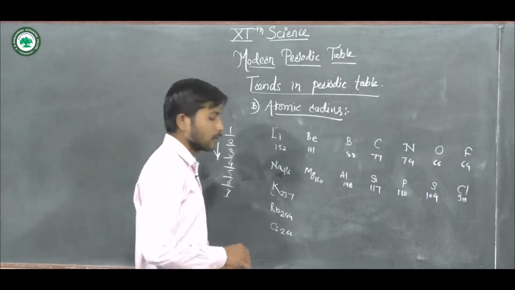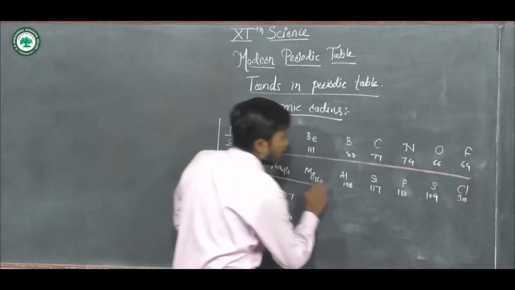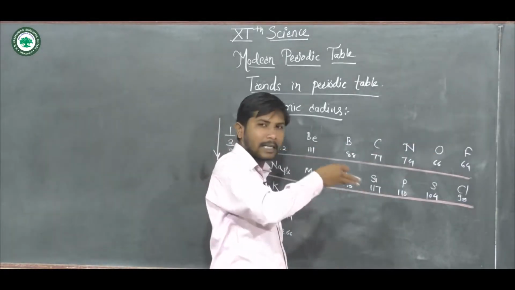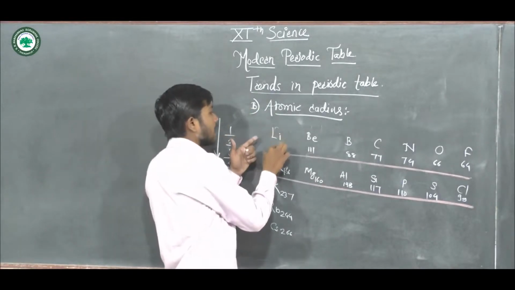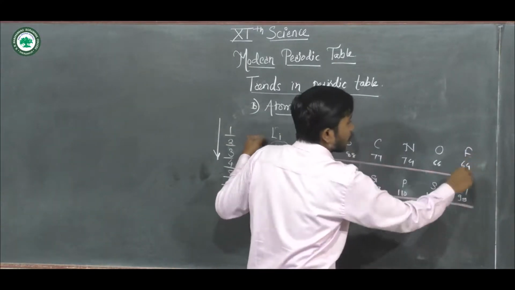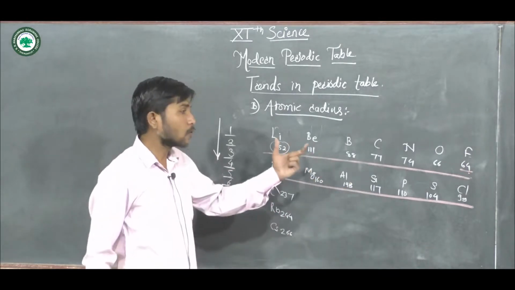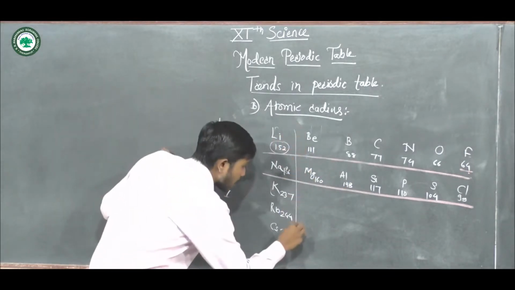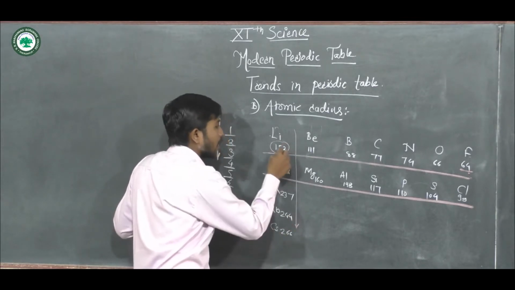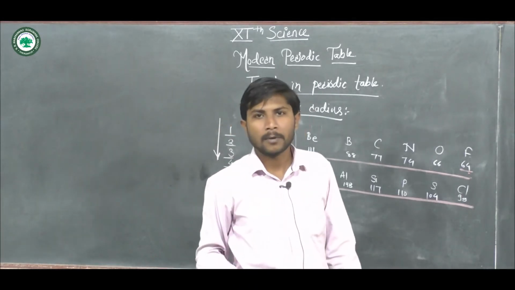Now look at the figures. Which figures? These. This one period and this one period. While going through the period, the atomic radius goes on decreasing. How? Starting from lithium at 152 in the second period, to fluorine having an atomic radius of 64 picometers. It means the size of an atom goes on decreasing while going through the period. Along the group, the atomic radius goes on increasing. This is the trend for the periodic table.